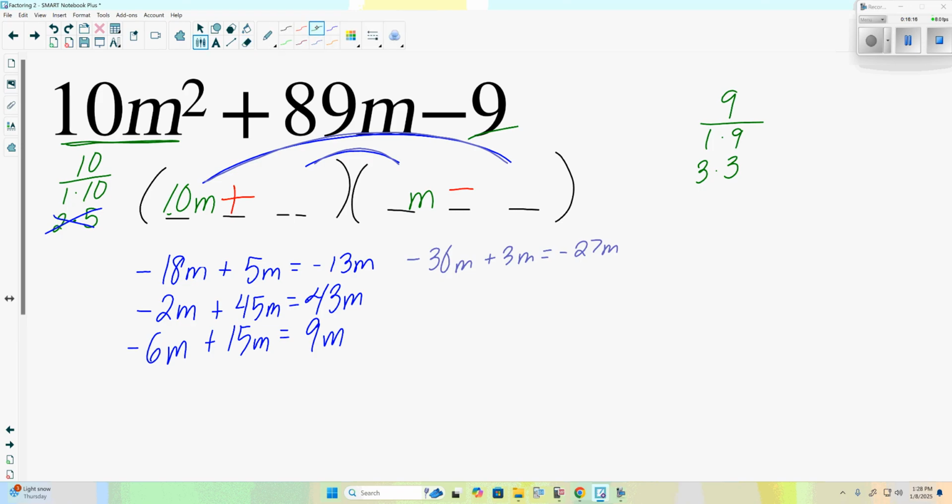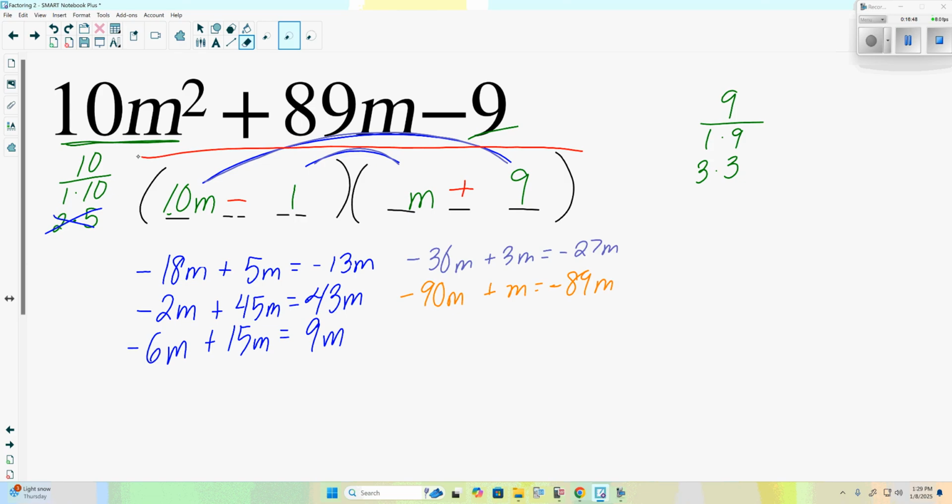Where do we want to put the 1? Where do you want to put the 9? 1 first, 9 second. Because 10m times negative 9 would be negative 90m. 1 times m is going to be plus m, giving us negative 89m. Switch the signs because we got the correct number but wrong sign. Telling us that 10m minus 1 times m plus 9 is the correct set of factors.